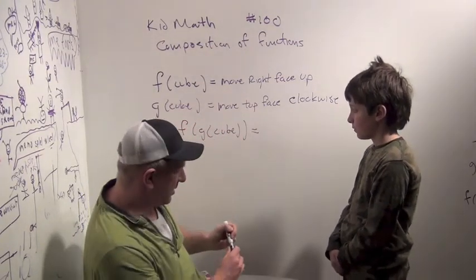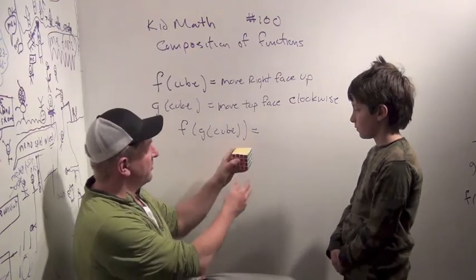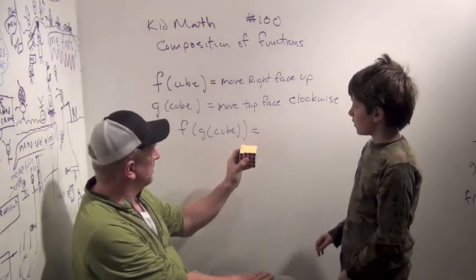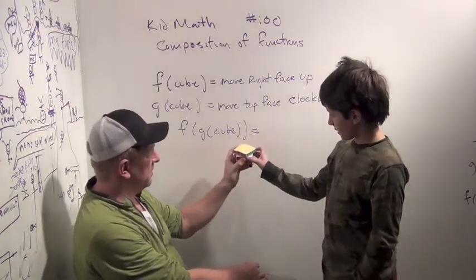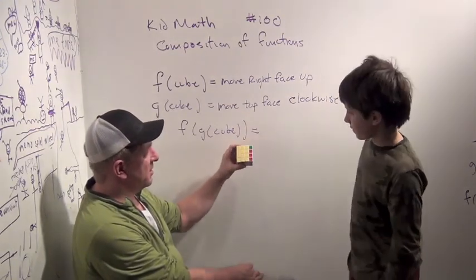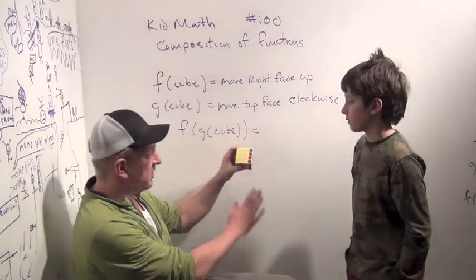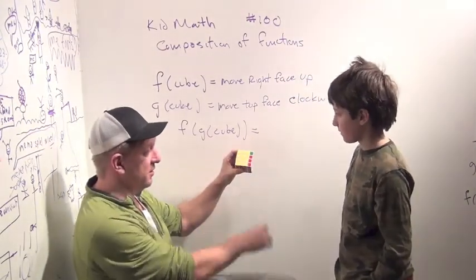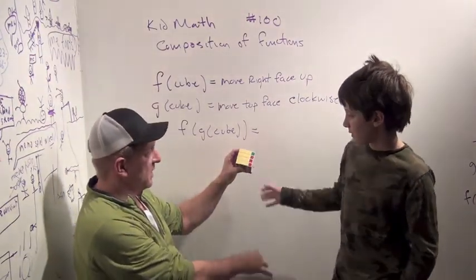So if we do f of g of cube, well, let's see. What's g of cube? G is move the top face. And then f of that is that, okay? So you can see we get this yellow pattern on the top and red and green, right?